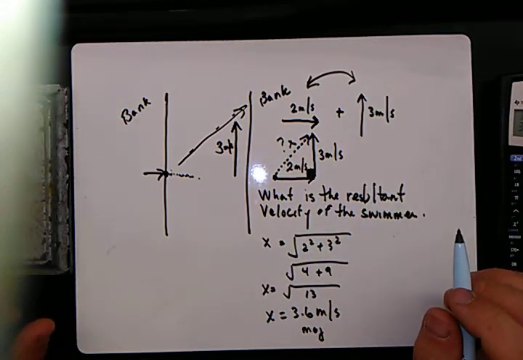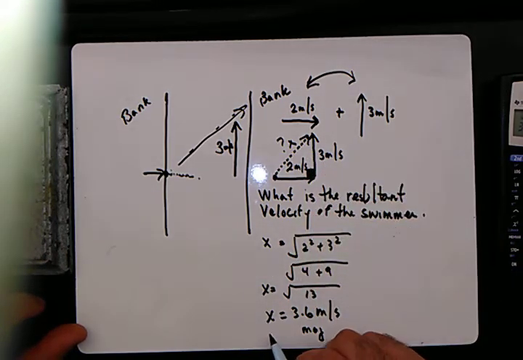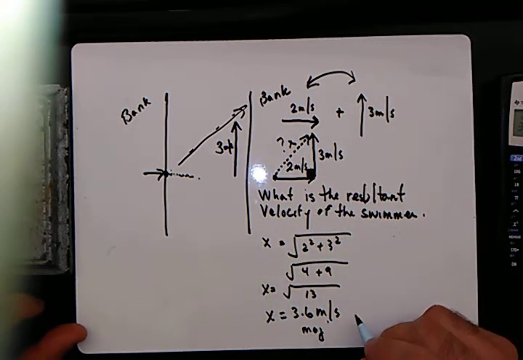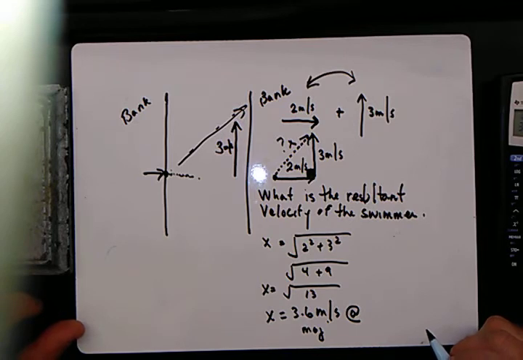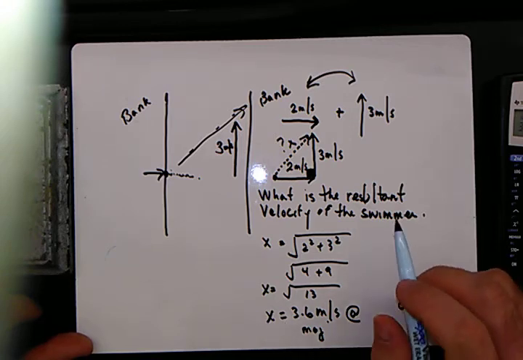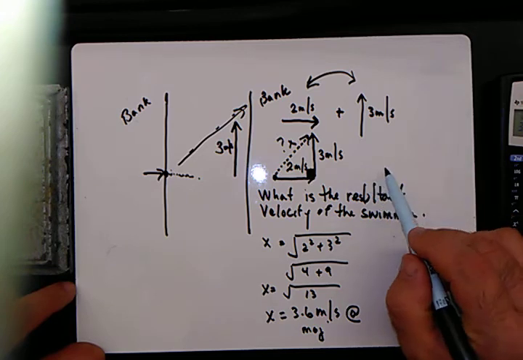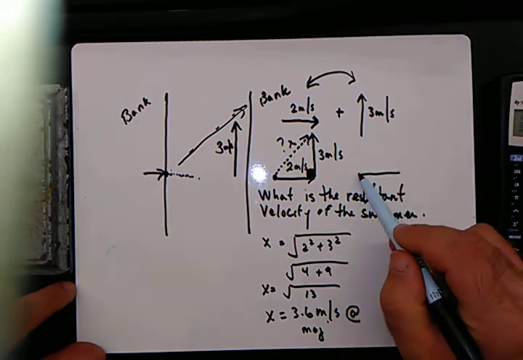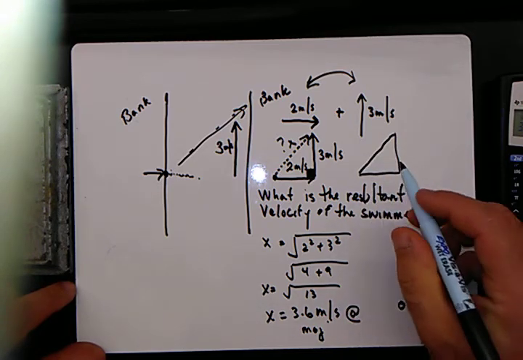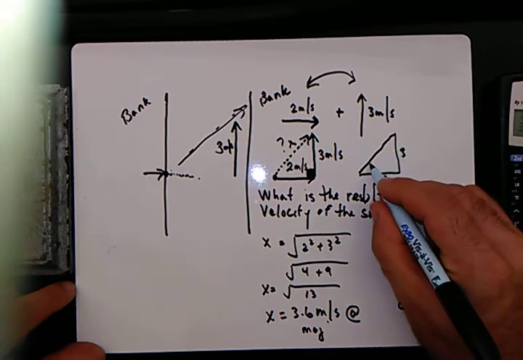Now, the second question I would have, this is not a velocity, this is just the speed. We need to know at which angle this person is going. Okay, and we call that bearing. So if I clean this up a little bit, and I just get my triangle here, okay, and realize that I've got a 2 here and a 3 here, I've got to figure out this angle.